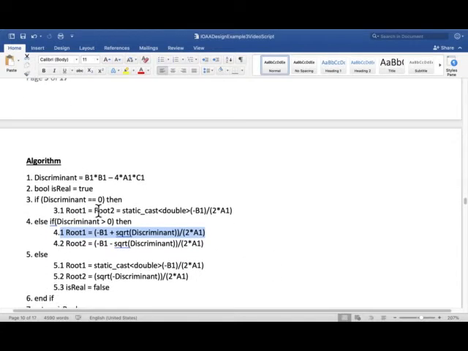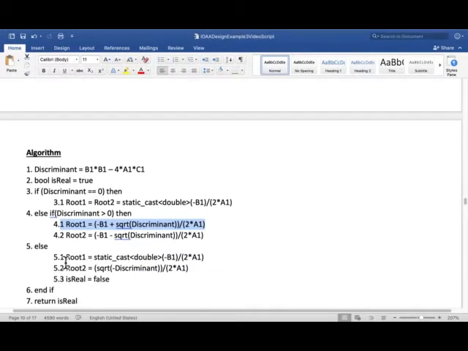Otherwise, if it's not 0, if not greater than 0, it will be less than 0. I don't need to test for that. So in that case, my root 1 is simply cast to double type b1 divided by 2a1. That's the real part, and then you'll have the imaginary part. And in this case, I just update this value to false.